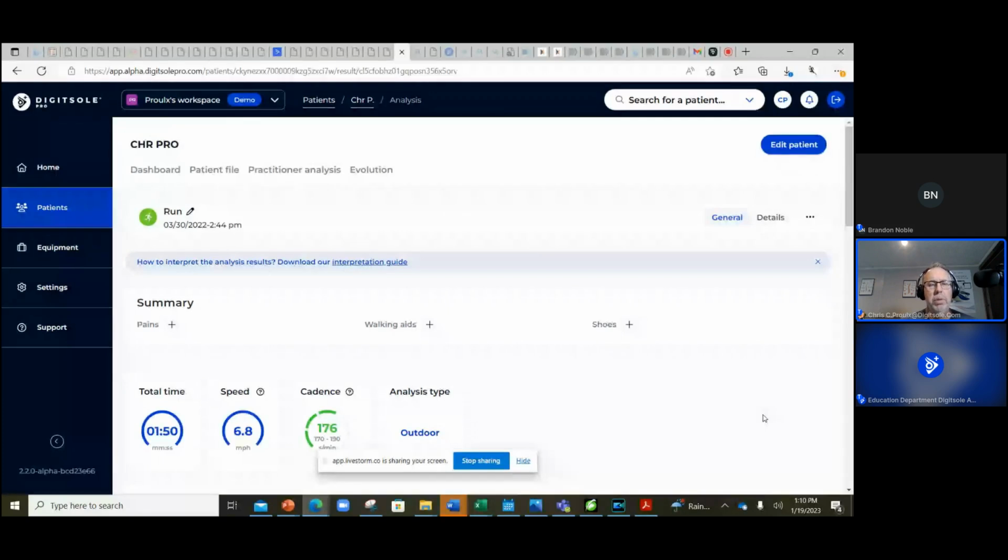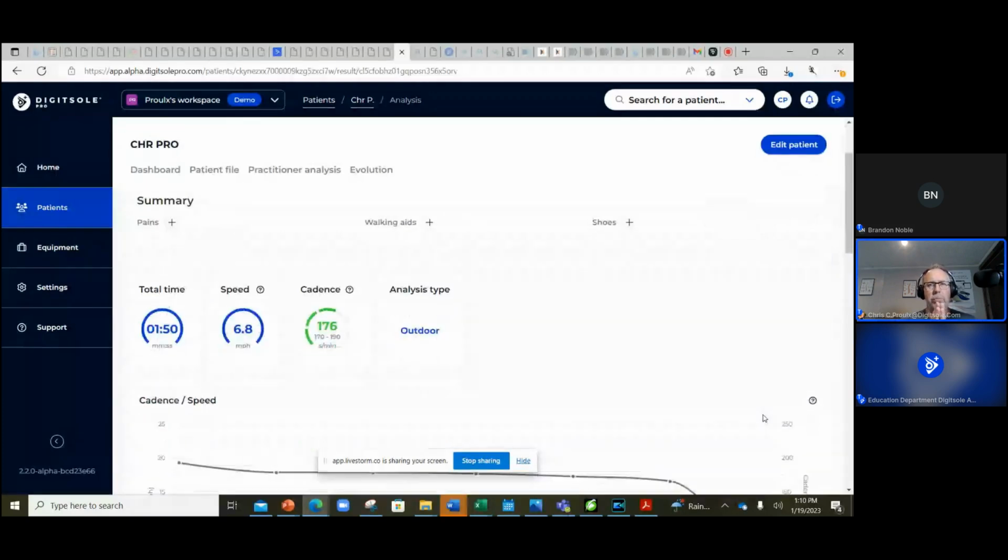So I evaluate runners, not just runners, but people that are active. Running is a component of most every sport, and so I don't think about it just as runners. That's why sometimes I'll have people run short stints at higher speeds and different challenges. So the first thing we're just going to go over is really how the system works and the analysis and how to read the system.